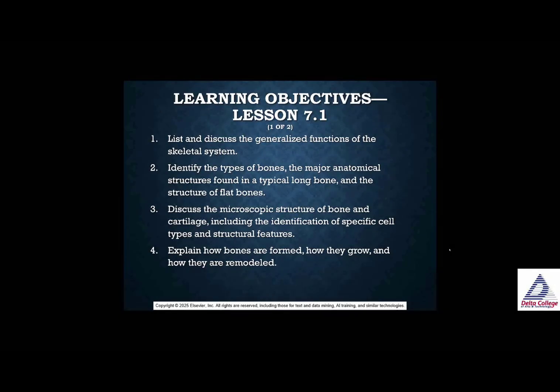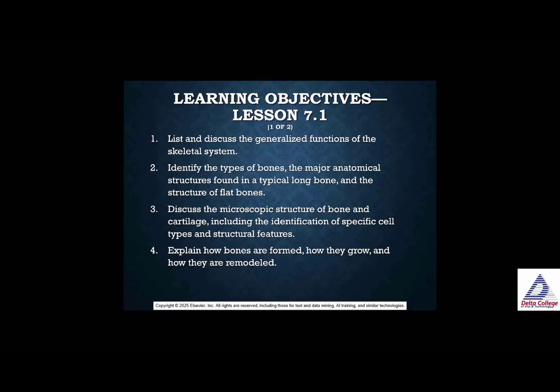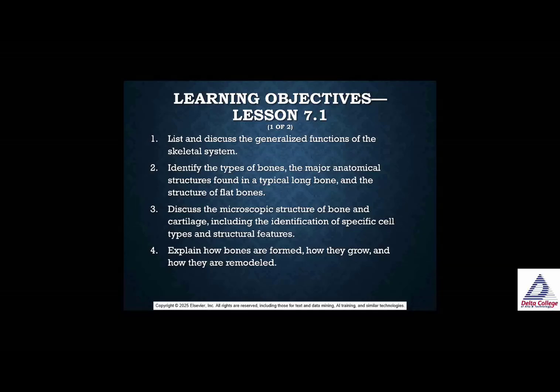We will list and discuss the generalized functions of the skeletal system, identify the types of bones, the major anatomical structures found in a typical long bone, and the structure of flat bones. We will discuss the microscopic structure of bone and cartilage, including the identification of specific cell types and structural features. We'll explain how bones are formed, how they grow, and how they are remodeled.